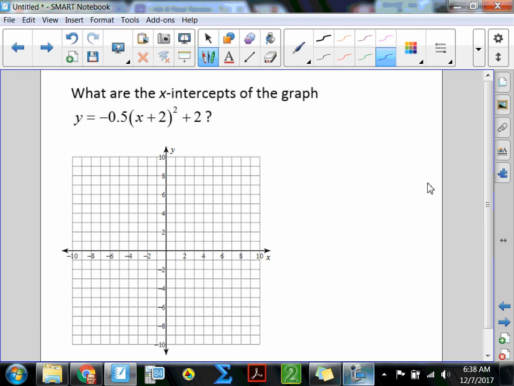Okay, for number 4 it says, what are the x-intercepts of the graph? I'm just going to graph the equation and then locate the x-intercepts from there. That's what I would recommend that you do. We start with a vertex.